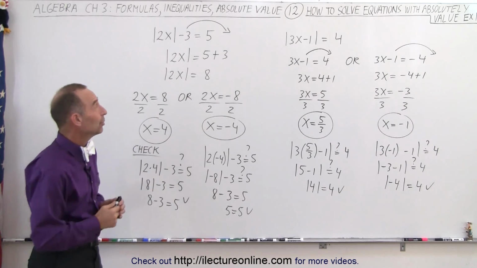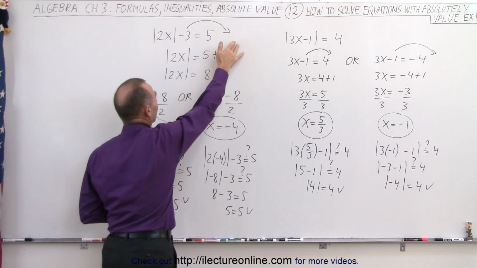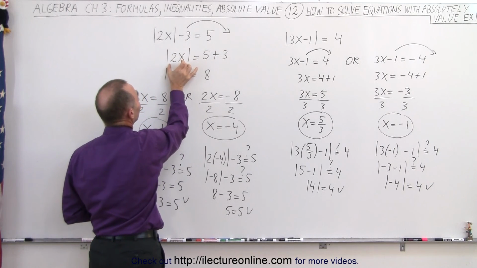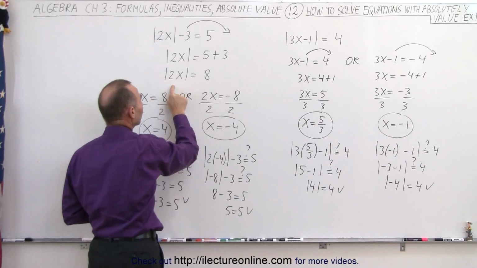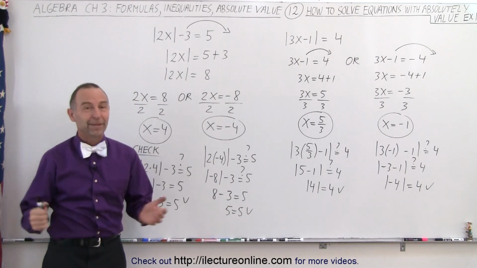And again, that's how we do that. Simply move anything that is not inside the absolute value sign to the other side of the equation, and then set what's inside the absolute value sign equal to the positive or negative value of what we see on the right. And that's how it's done.